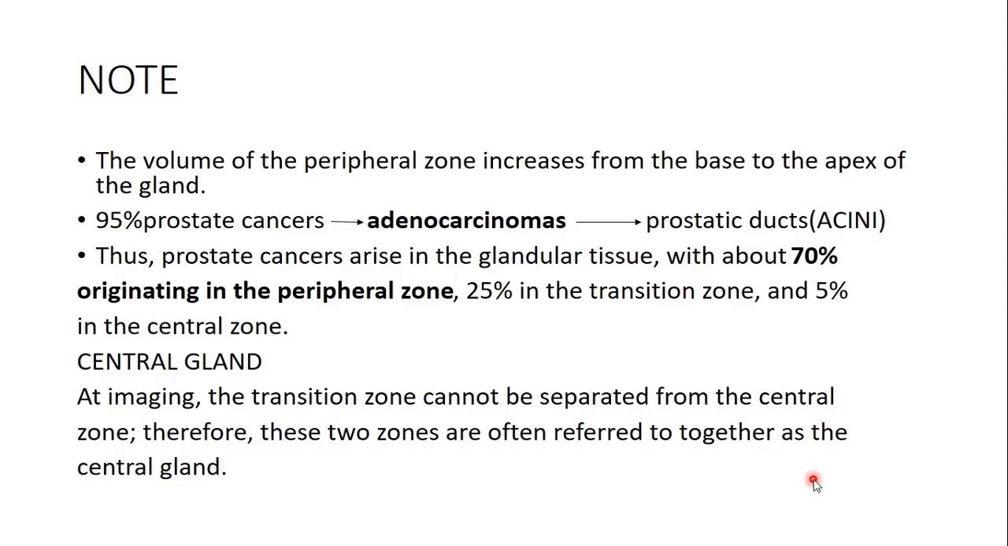The volume of the peripheral zone increases from base to apex, and 95% of prostate cancers are adenocarcinoma, which arises from the prostatic ducts. Most prostate cancers arise in the peripheral zone, 70% originating there, followed by the transitional zone at 25%, and only 5% arise in the central zone. On imaging, it is difficult to differentiate the transitional zone from the central zone, and they are collectively called the central gland.